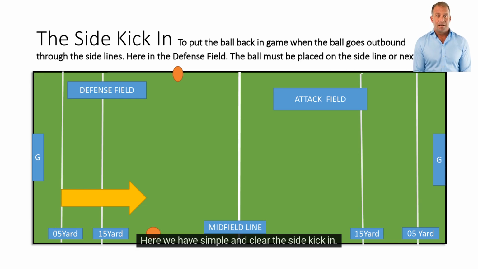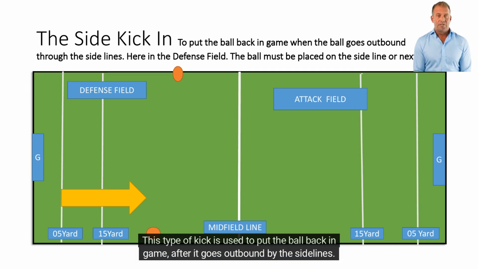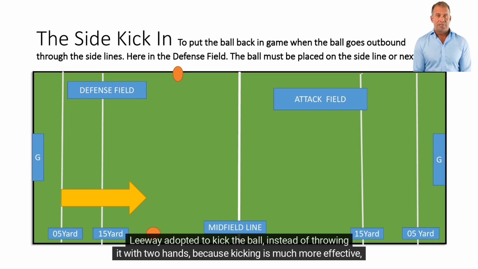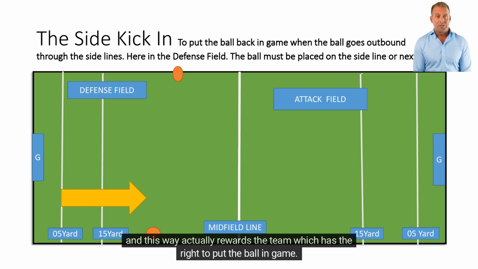Here we have, simple and clear, the side kick in. This type of kick is used to put the ball back in game after it goes outbound by the sidelines. Leeway adopted kicking the ball instead of throwing it with 2 hands because kicking is much more effective, and this way actually rewards the team which has the right to put the ball in game.